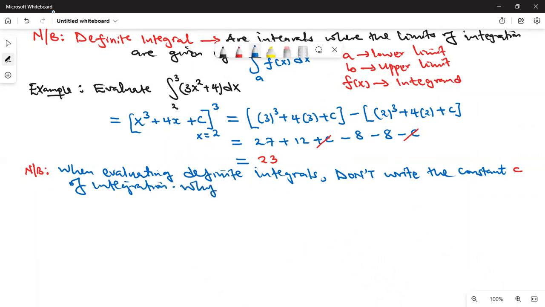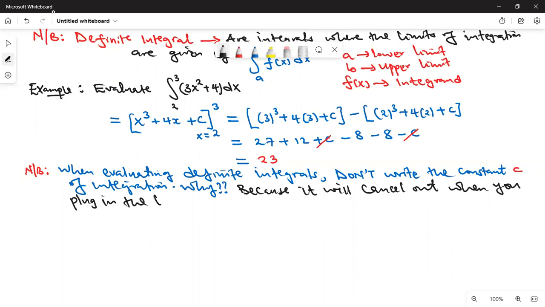Why? That is the question that somebody might ask. So the reason is that, let me use another color. The question is, why? So the answer is because it will cancel out when you plug in the limits of integration. That point is very important.